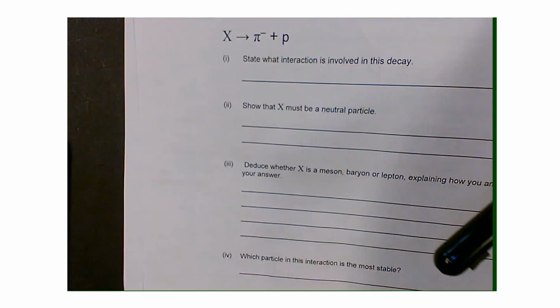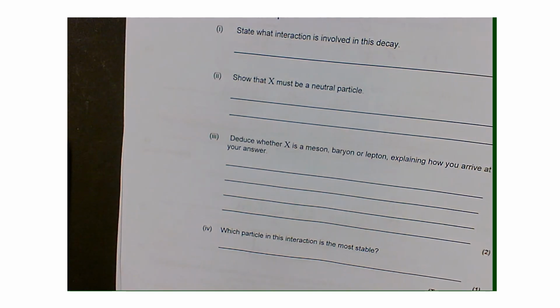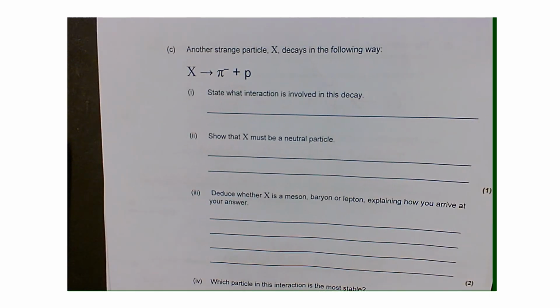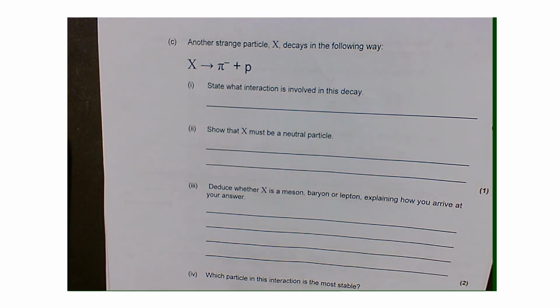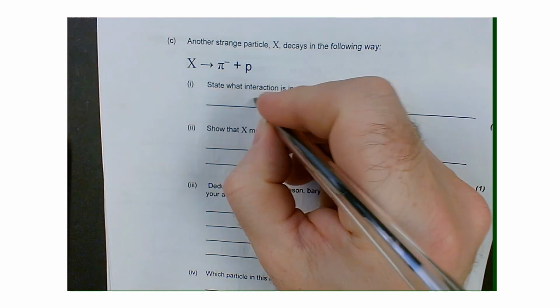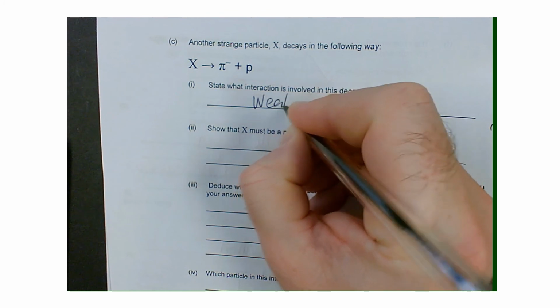Then the next part of this question, another strange particle. X decays in the following way. We've got a particle decaying to give me a negative pion and a proton. It's a decay process. Which interaction are we going to go for? We're only deciding between strong and weak, obviously. Who's going to go for strong? Who's going to go for weak? Yes, it's weak. So this is going to be the weak interaction.